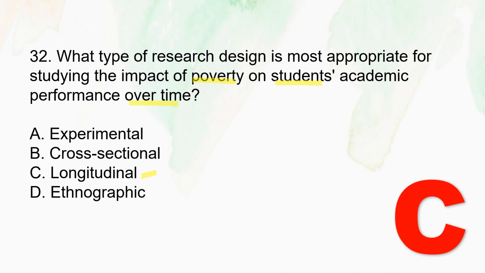Let's discuss the rest of the choices. Experimental involves controlled variables, which is difficult when studying poverty. Cross-sectional only provides a snapshot, not long-term. Again, this is only for a one-time study, not for an over-time study. Now for ethnographic, this focuses on cultural and social aspects rather than statistical trends like studying poverty. So longitudinal is the best answer.